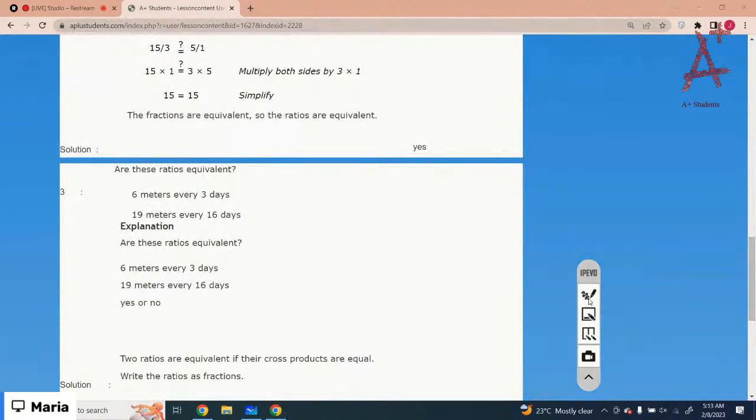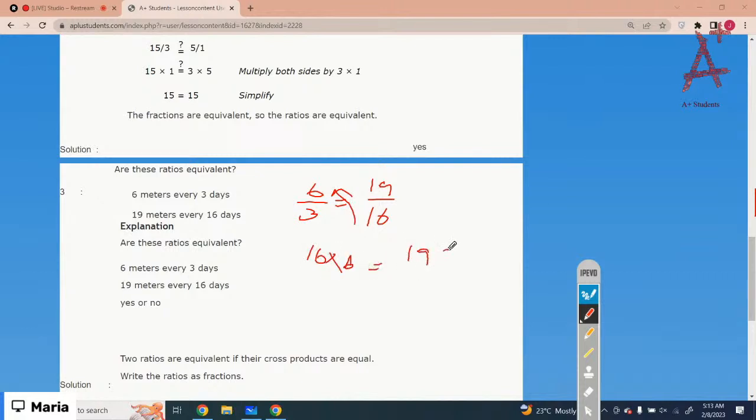Okay, the next one is 6 meters every 3 days, so it would be 6 over 3, and then 19 meters every 16 days, so it would be 19 over 16. Got it? Just do cross multiplication to see if they are equivalent. 16 times 6 and 9 times 3. So 6 times 6 is 36, 96 it is. 3 times 9 is 27. They are not equal. That means no, the fractions are not equivalent.